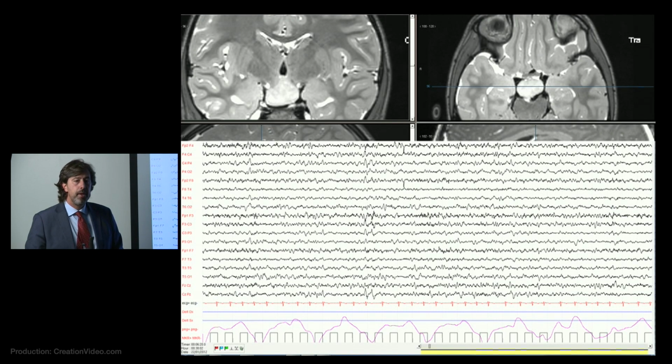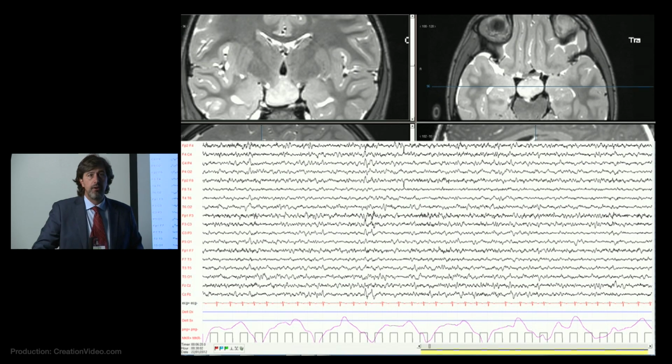So despite the big hypothalamic hamartoma, you don't have real clear-cut abnormalities, except for some slow waves that are very poorly present.